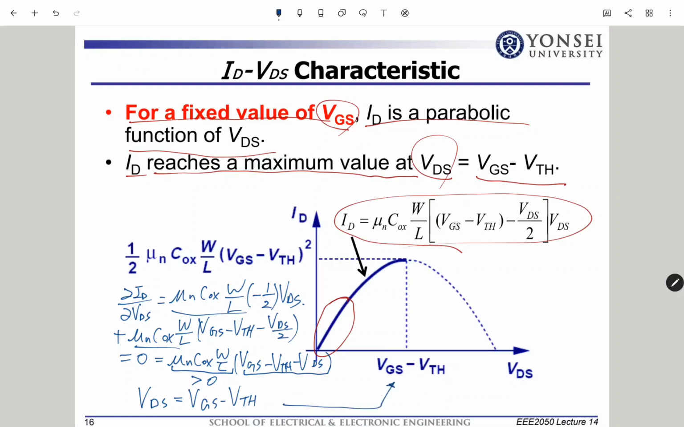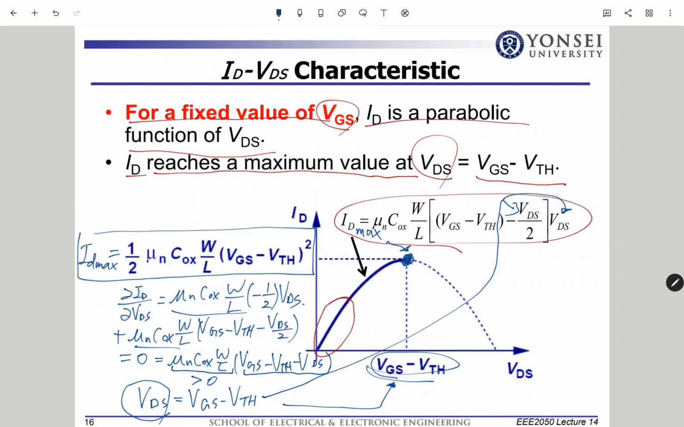That's why we see that ID max occurs at this point, where VGS minus V threshold is equal to VDS. So now, with that in mind, let us plug in the VDS expressions here and there. Then we get ID max as these expressions. Now, somehow VDS has been eliminated from the equations.